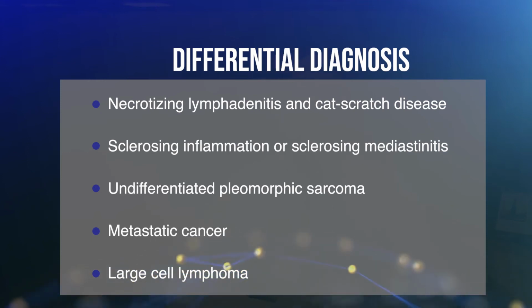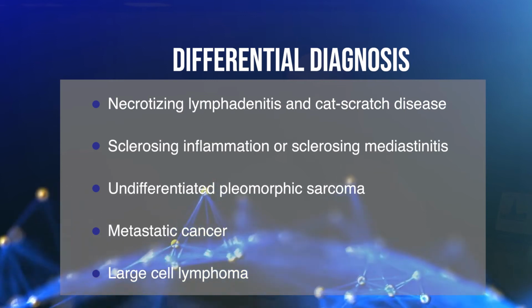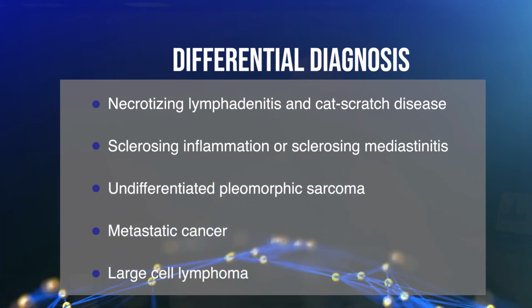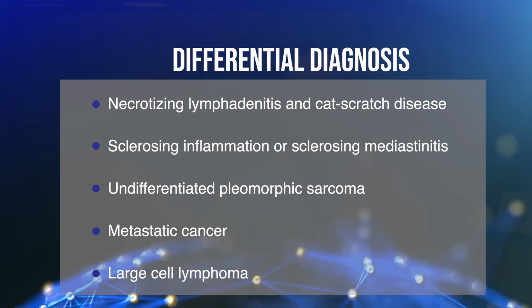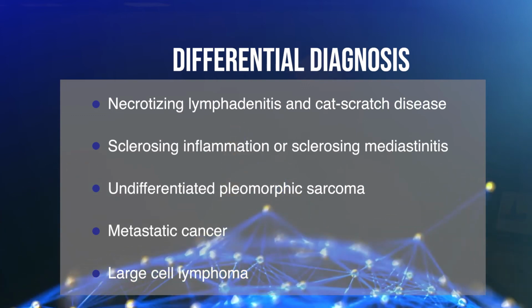And what is the differential diagnosis? The differential diagnosis of nodular sclerosis classic Hodgkin lymphoma includes necrotizing lymphadenitis and Kikuchi disease, sclerosing inflammation or sclerosing mediastinitis, undifferentiated pleomorphic sarcoma, metastatic cancers, and large cell lymphoma.